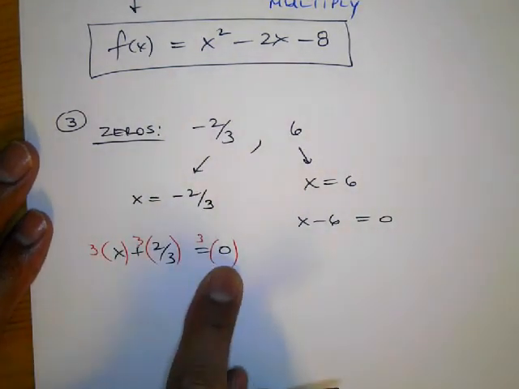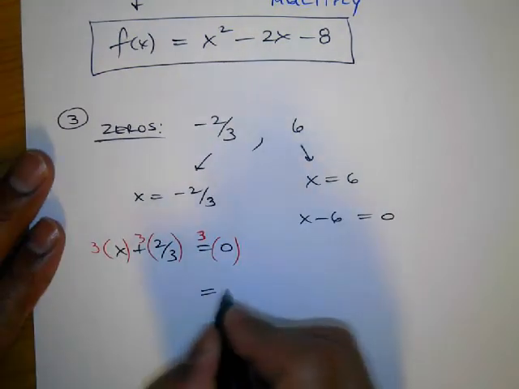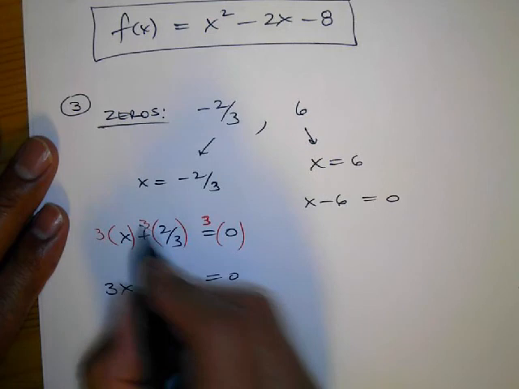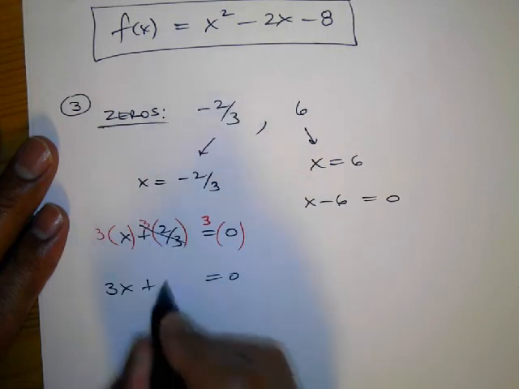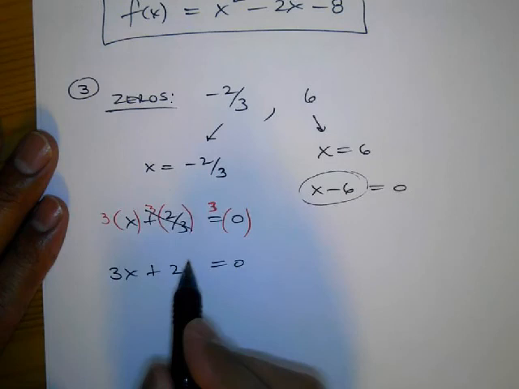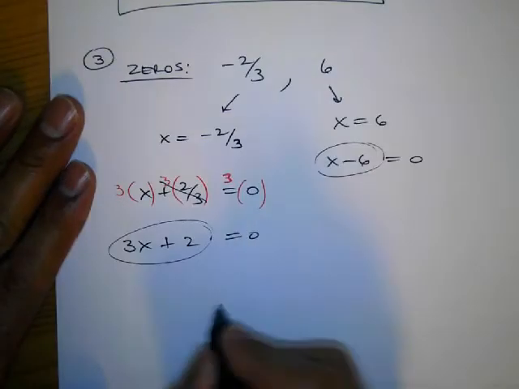Multiply every term by 3, or whatever the denominator is, on everything on this side and everything on this side. What's the good thing when you multiply any number by 0? It's still going to give you 0. 3 times 0 is 0. This will be 3x. The 3's cancel, 3x plus 2. This is the one equal to 0.